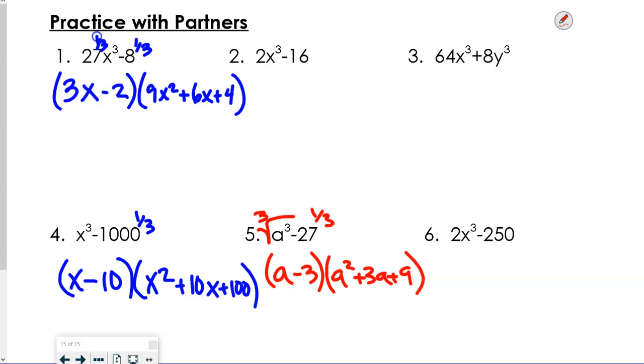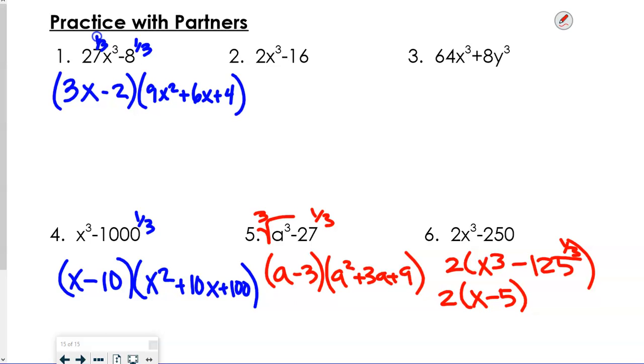All right, so this next one, I see that it has a factor of 2. I know for sure that 2 goes into both of those, so I'm going to factor out that 2 first. And then here again, taking the cube root of x to the 3rd and taking this to the 1/3 power, that would be 5. So this is going to be 2 times x minus 5. Going to square the x, that's x squared. Multiply the 5 times the x. Remember again, there's a plus sign there, 5x. And then we're going to square the 5, so that's going to be 25.